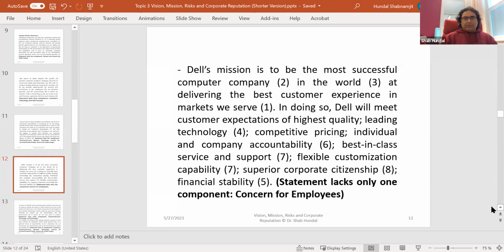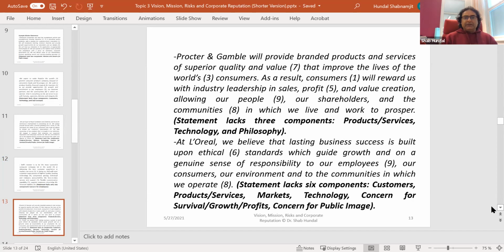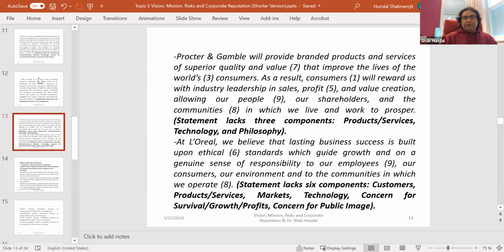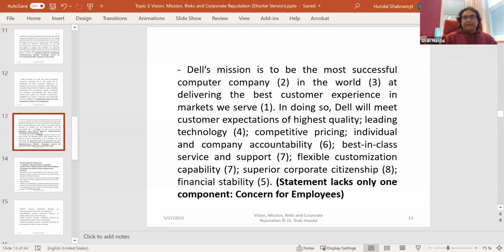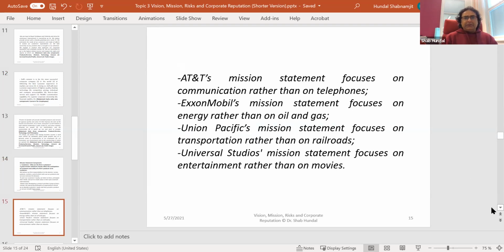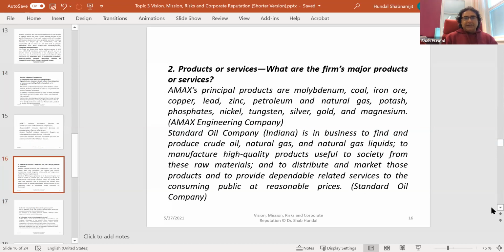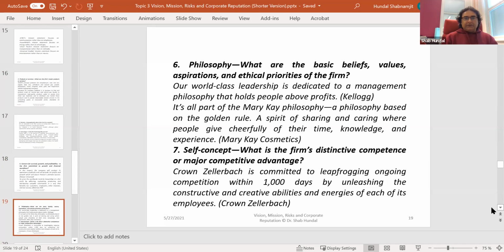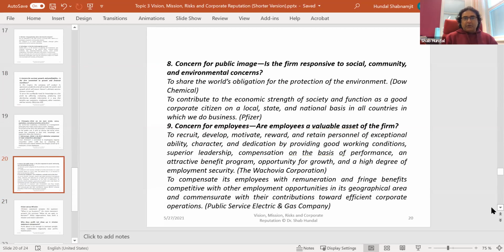All right, and some more. So please go through them. And this is what I'm telling you is a criteria of giving a commentary: are these nine components given due weightage in the company's mission statement or not? If not, then you can be critical about it. Then they talk about, I will not go too much into details, the products, the customers, the markets, technology, concern for survival, philosophy. I think it's pretty straightforward.